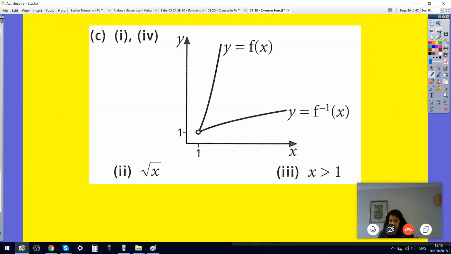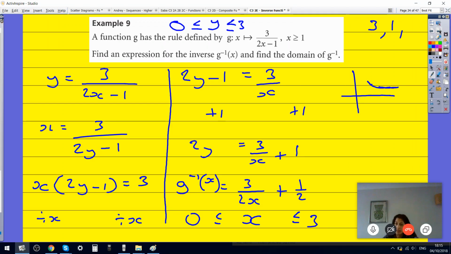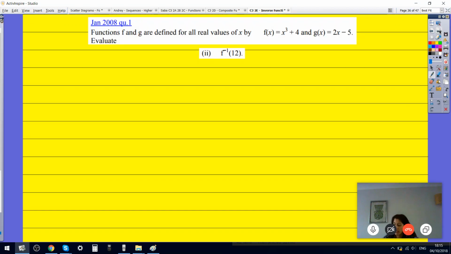Let's see, composite and inverse. So composite functions, it's just a function of a function. And then inverse, you have a... Okay, hang on. Let's do an exam question. f inverse of 12, where f and g are functions for all real values of x. Right, so f of 12 would be 12 cubed. No, this is f inverse of 12.